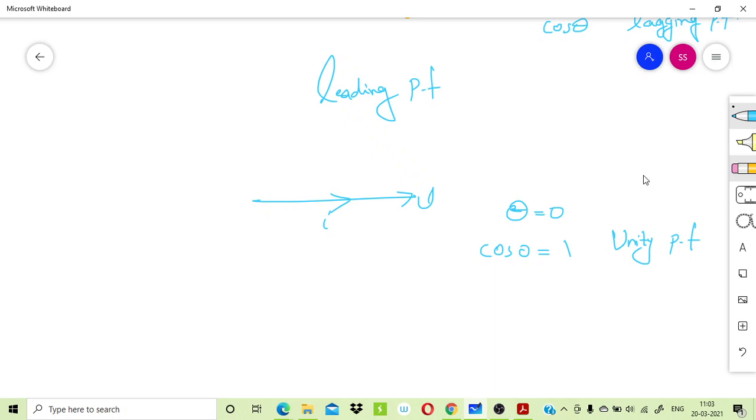Also, if the current I phasor is lagging the voltage phasor V by an angle of 90 degrees, then the power factor will be cos 90, and that will be equal to 0. So this is the zero power factor, ZPF.